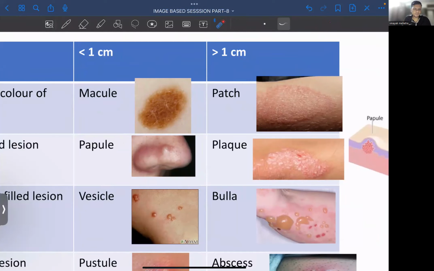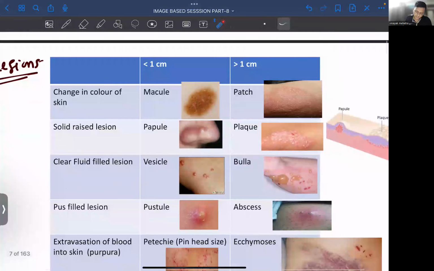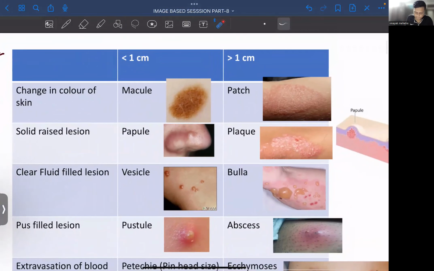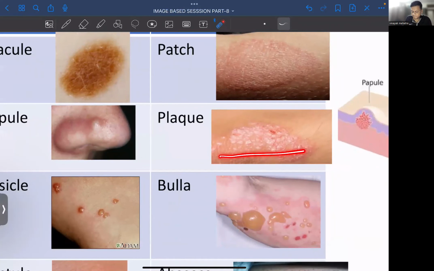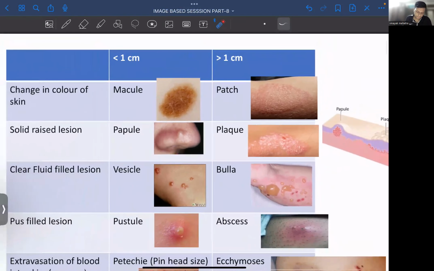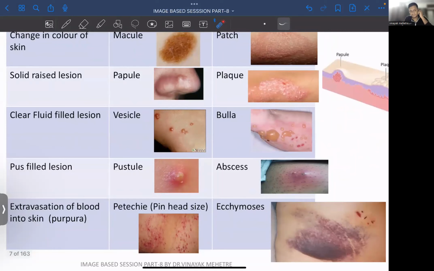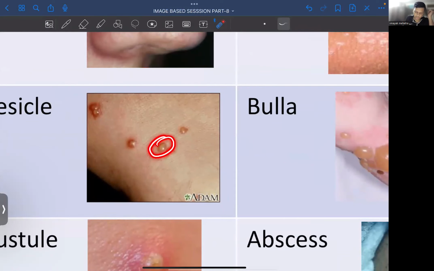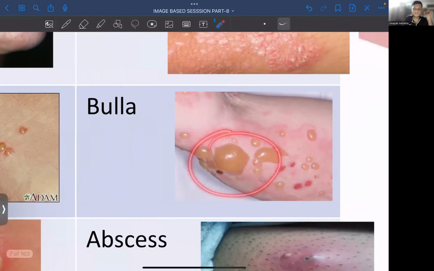Change in color, color किसी भी type का हो सकता है. Okay, a raised solid lesion less than 1 centimeter will be called papule. More than 1 centimeter will be called plaque, right? Plaque. Clear fluid lesion less than 1 centimeter will be called vesicle. More than 1 centimeter will be called bulla.